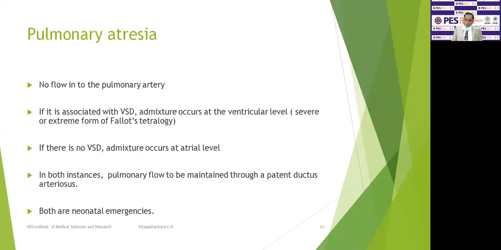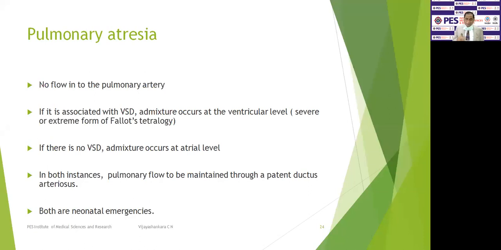Now we will come to the other cyanotic congenital heart diseases. We'll just look at some of them. Pulmonary atresia is the next one. Atresia means there is no pulmonary valve. It has not been formed at all. So if there is no pulmonary valve, then there is no flow from the right ventricle to the pulmonary artery.